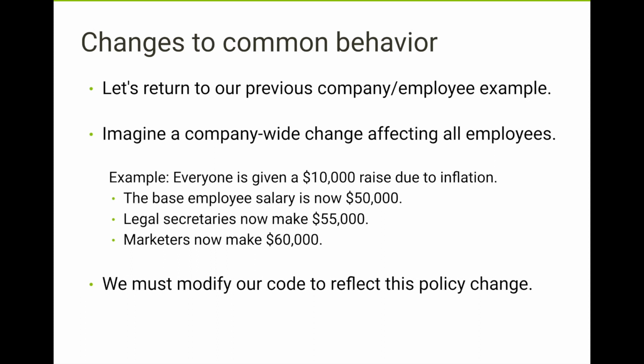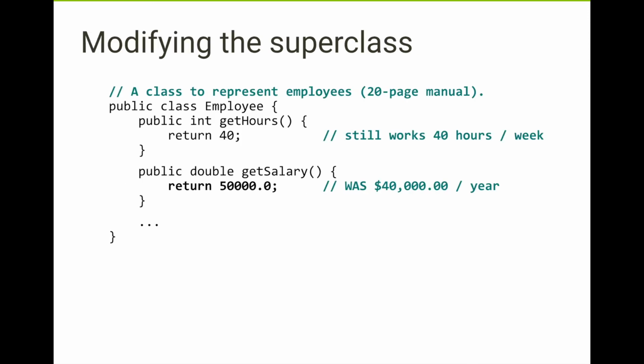So let's return back to our employee class. Now you guys remember how we had a regular employee and secretaries and marketers and lawyers. So what if we wanted to get everyone a $10,000 raise, which is kind of like we just did for the attack value. But now we want to make it so that a regular employee makes 50,000, a legal secretary makes 55,000, and marketers make 60. So you're going to have to modify the code to make this change.